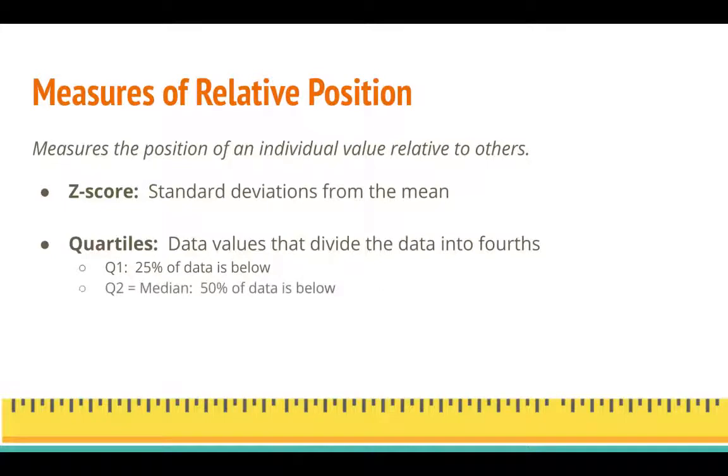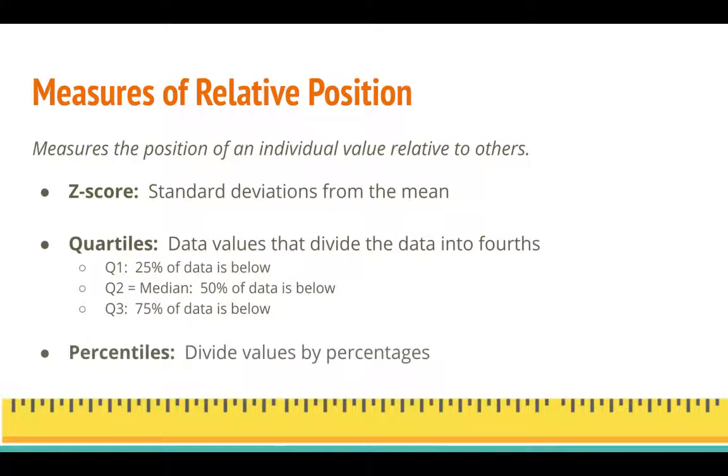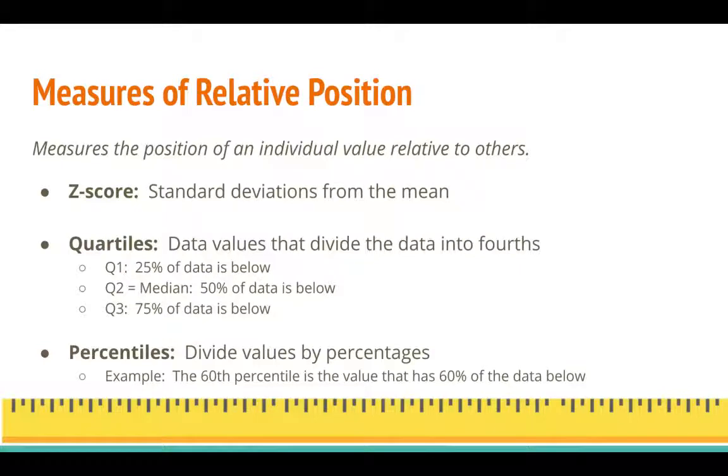For quartile 2, this is the median, half of the data is below that value. Quartile 3, 75% of the data is below that value. Percentiles are similar, but instead of breaking the data up into groups of 25, we break them up into single percentages. So we'll look at some percentiles as well. For example, the 60th percentile is the value that has 60% of the data below.